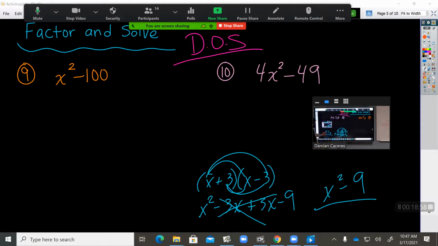So that tells you if I'm going to factor a difference of squares, I know I'm going to have the same thing on both parentheses. The only difference is going to be one's going to be plus, the other one's going to be minus. So let's start on number 9 here.